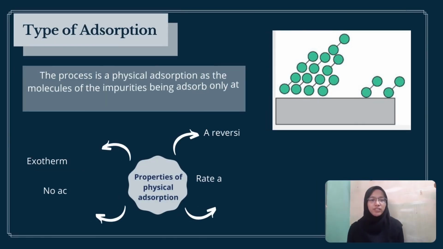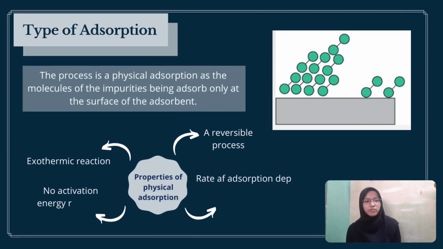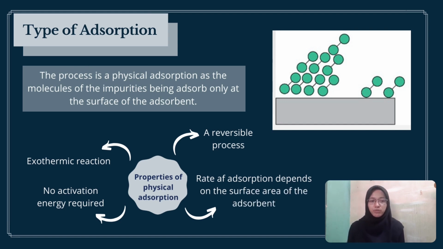Next, the process is a physical adsorption process where the molecules of the impurities are adsorbed only at the surface of the zeolite 13X. The properties of physical adsorption would be, first, an exothermic reaction, which is heat being released to the surroundings. Second, no activation energy required for the process to occur. Third, a reversible process that is affected by the temperature and the pressure of the surroundings. And last but not least, the rate of adsorption depends on the surface area of the adsorbent.